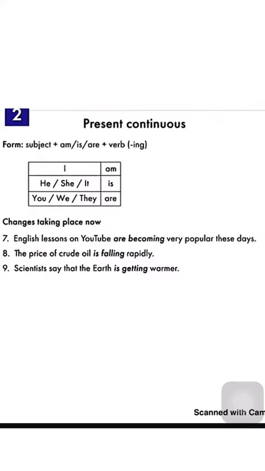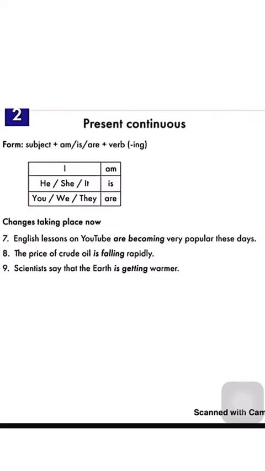Here are some more examples. The price of crude oil is falling rapidly. Scientists say that Earth is getting warmer. So remember that the present continuous tense is used to talk about actions happening now, temporary activities, and changes that are taking place. So these are the three uses of the present continuous.